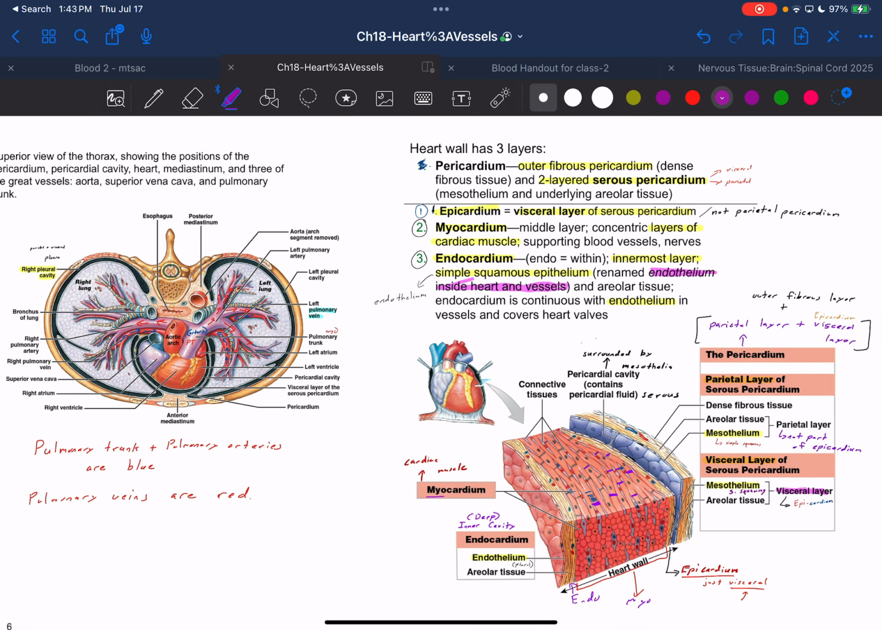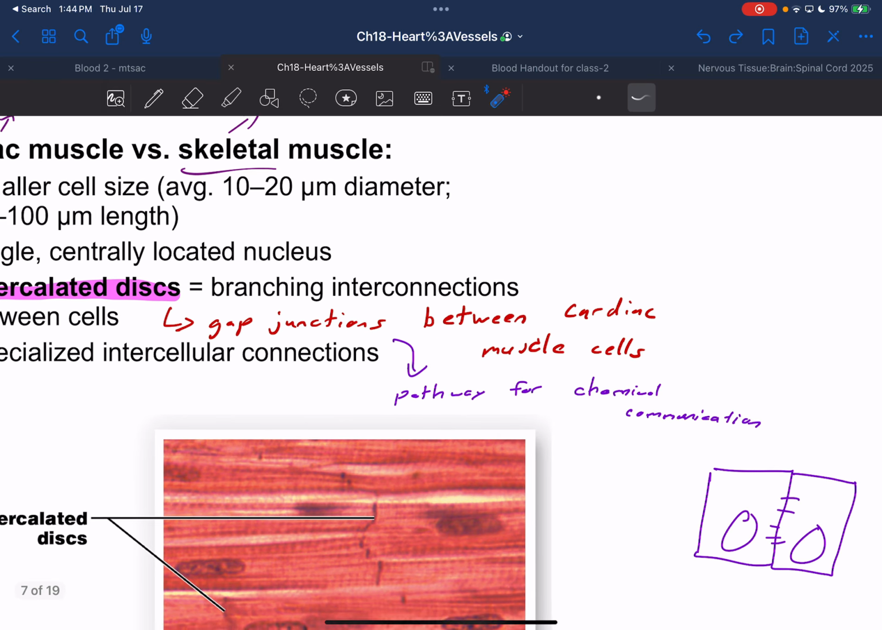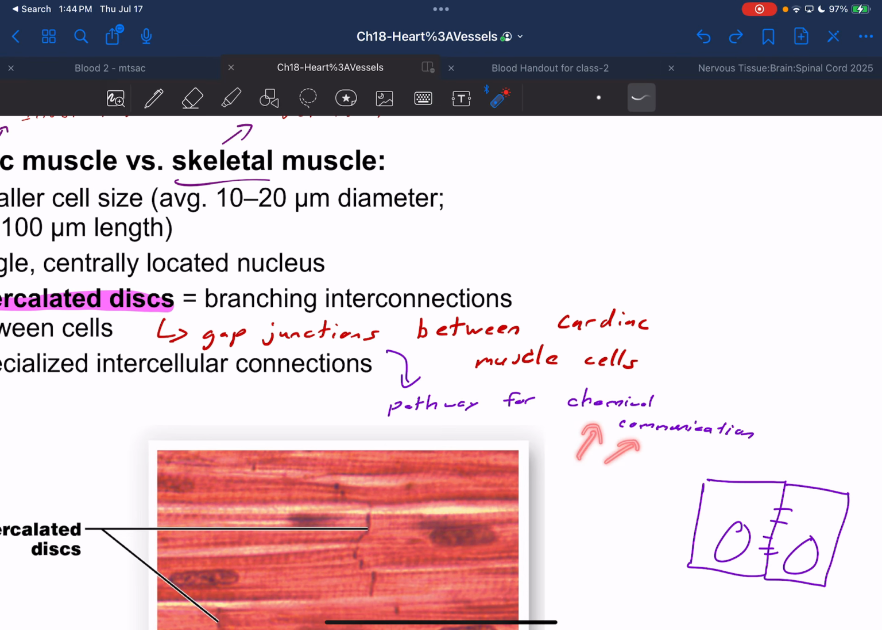Now we get into the cardiac muscle, skeletal muscle differences, the intercalated discs. What they are is that they are gap junctions. And these gap junctions is a pathway for chemical communication between the cardiac muscle cells. And what it really relays, what it really chemically communicates is action potentials. It communicates sodium, it communicates potassium, to depolarize and repolarize. That's what it needs to communicate through the cardiac muscle cells.